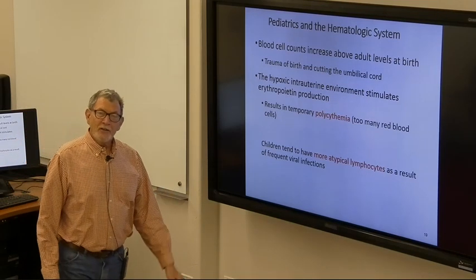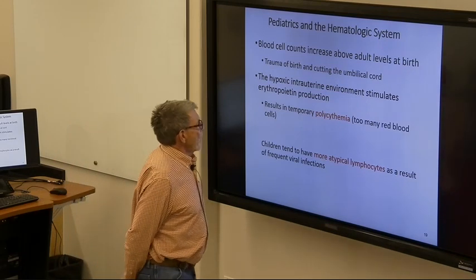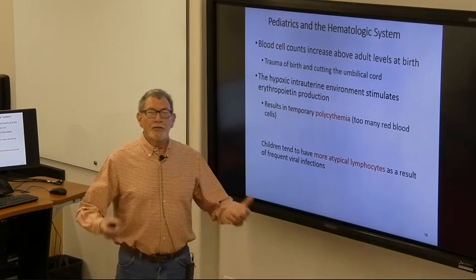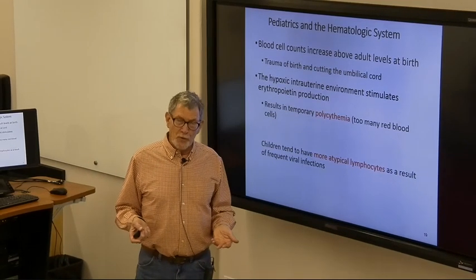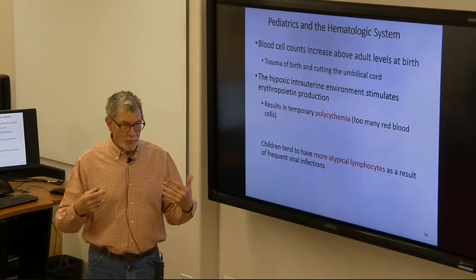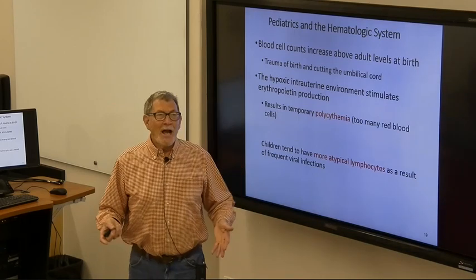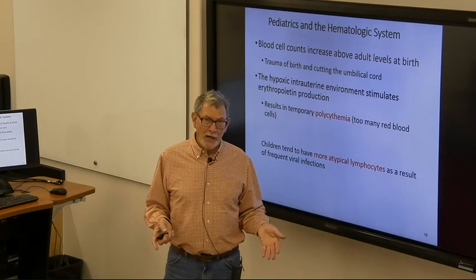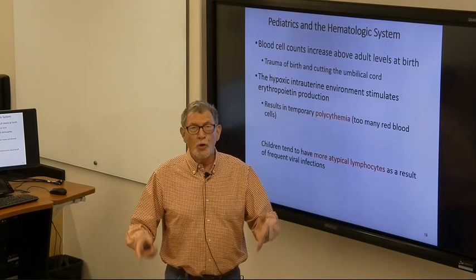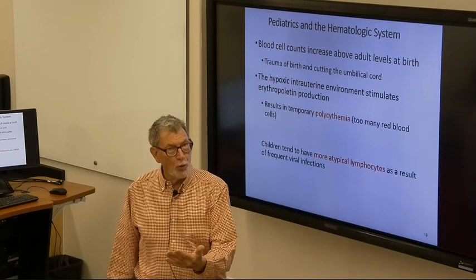Couple things about kids, neonates especially. They tend to have too many blood cells early on for a couple of reasons. There is stress involved with being born, and it activates a lot of their mechanisms that stimulate blood cell formation. Plus, there actually is a certain hypoxia to their environment in the mother. They're not breathing. They're getting enough oxygen to grow, but not any more than they need, and as a result, they make a little more erythropoietin.